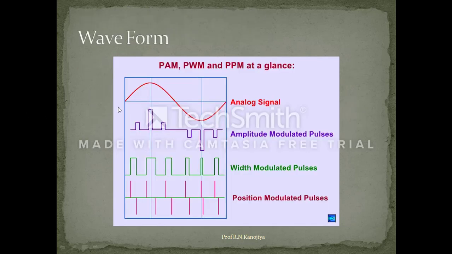In this diagram, you can see the first one is the message signal and the second one is the PAM signal, pulse amplitude modulated signal. As the signal increases up to this point, the amplitude of the pulse carrier is increasing, and as the message signal decreases, again the amplitude of the pulse carrier decreases.